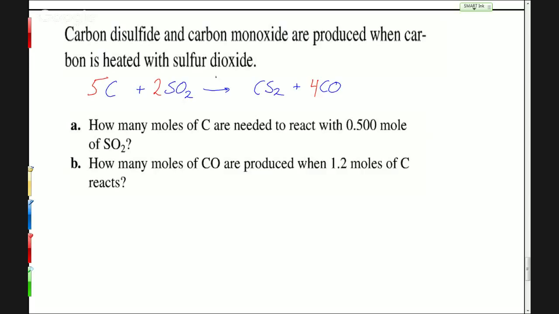How many moles of carbon are needed to react with ½ mole of SO2, and then how many moles of CO are produced when 1.2 moles of C reacts? So you're going to do the same thing that we just did with the iron and sulfur and the silver and sulfur with this new equation.